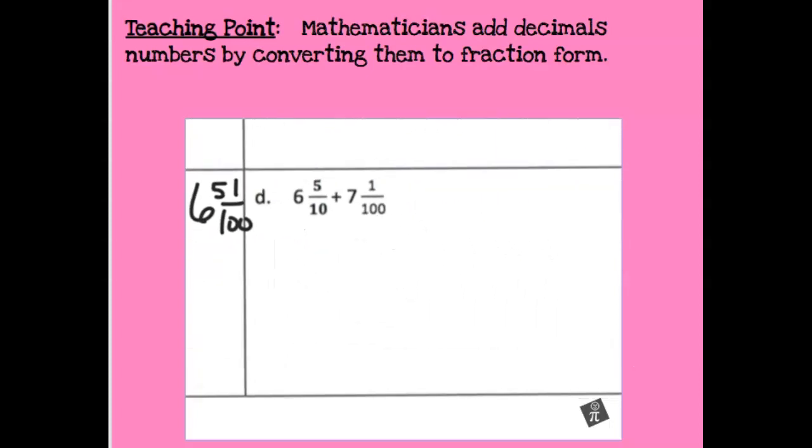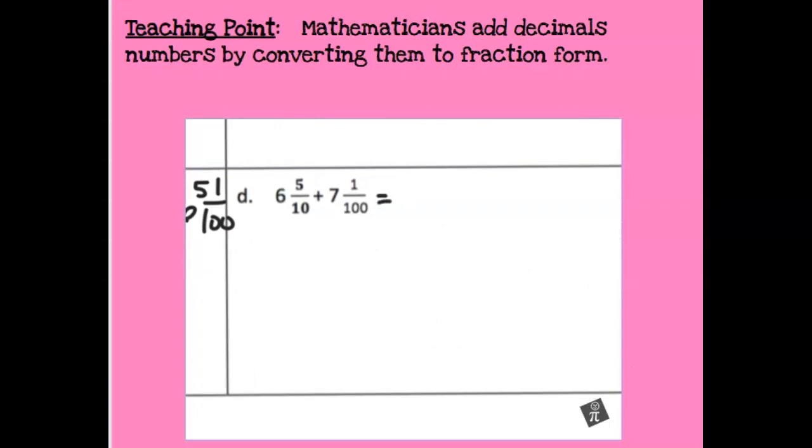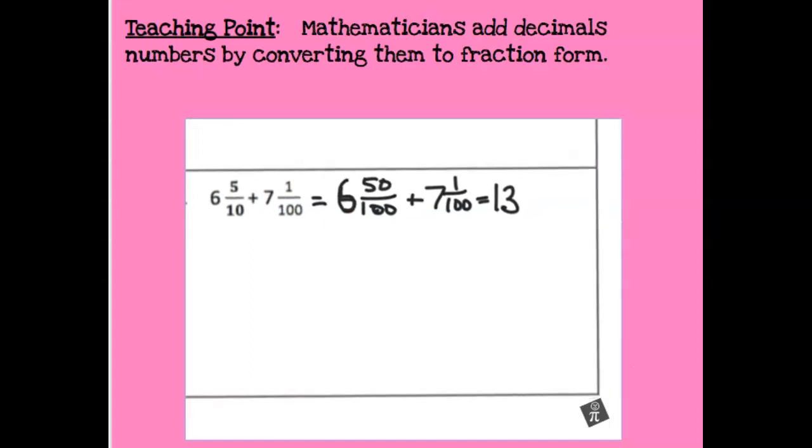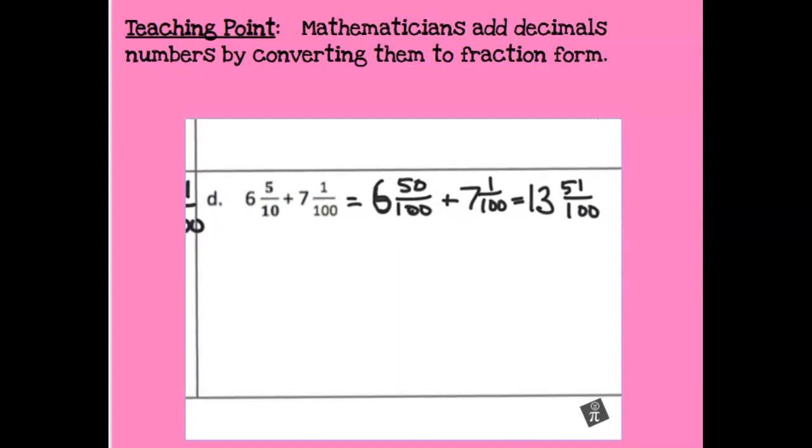And that's what we're being asked to do. So let's take a look at this one right here, question D. So this ends up being 6 and 50 hundredths plus 7 and 1 hundredth. And that equals 13 because we added the 6 and the 7. 13 and 51 hundredths. So how is that going to look in decimal form? Well, 6 and 5 tenths, that's 6.5, plus 7 and 1 hundredth becomes 7.01, and then we can add. So 6 and 7 is 13.51.